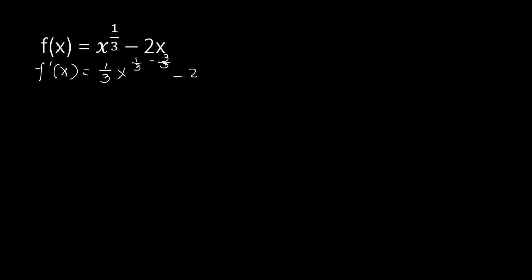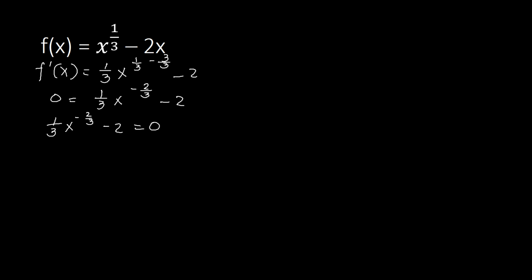And then we are to equate f prime of x to 0. That will be equal to 1/3 x to the power 1/3 minus 3/3. 1 minus 3 is negative 2. And then we copy over 3 and then minus 2. We may swap this one. So 1/3 x to the power negative 2/3 minus 2 equal to 0.